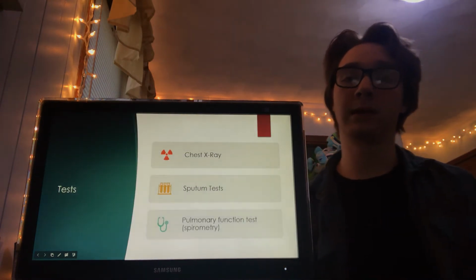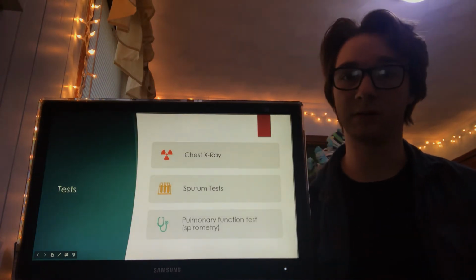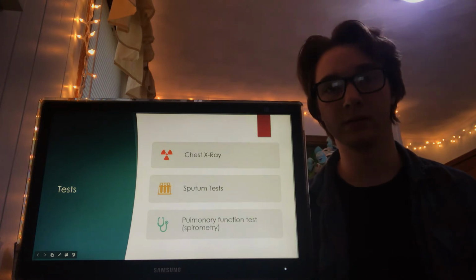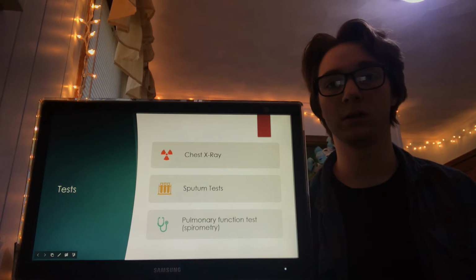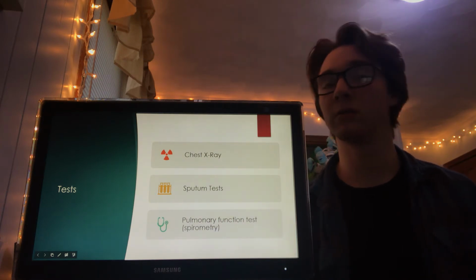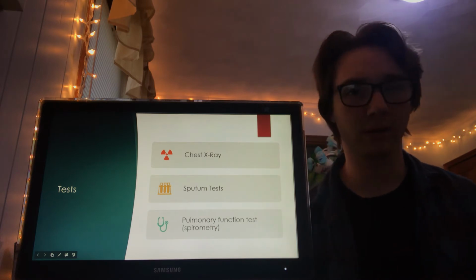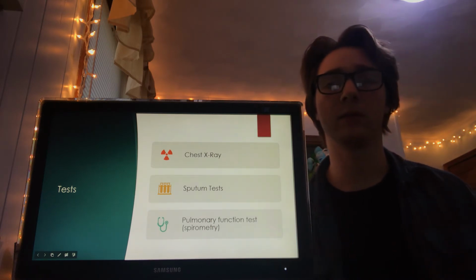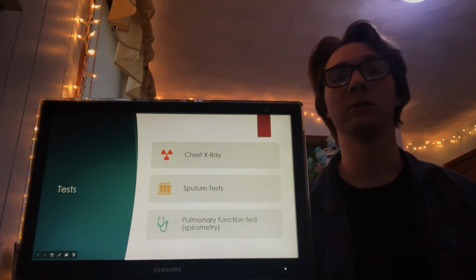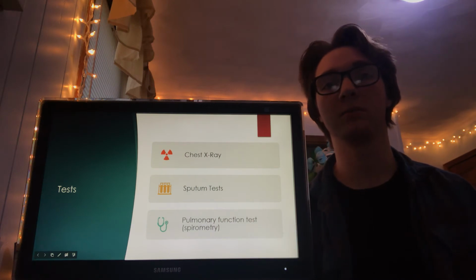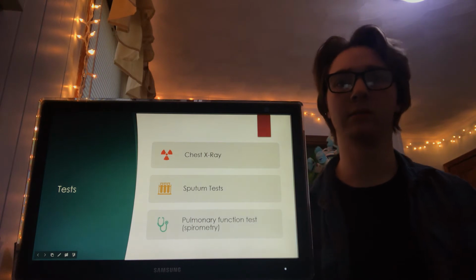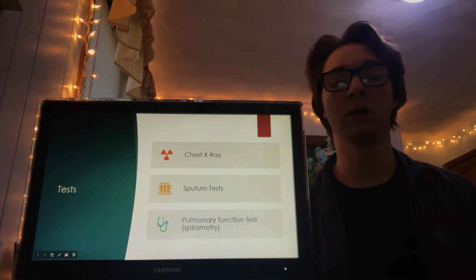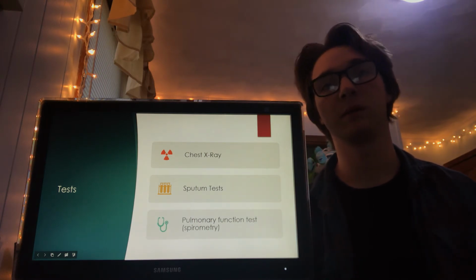And when looking at different tests, you can choose an x-ray. Now what an x-ray does is help figure out where in the lungs this certain thing is happening. And what this can do is weed out different diseases such as pneumonia or COPD that can be commonly mistaken for bronchitis. And this really just helps pinpoint what disease we're looking at.